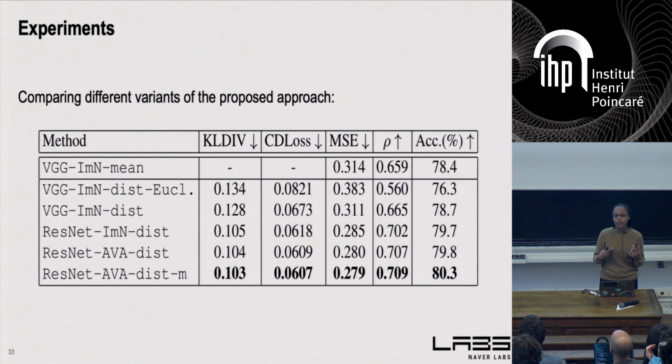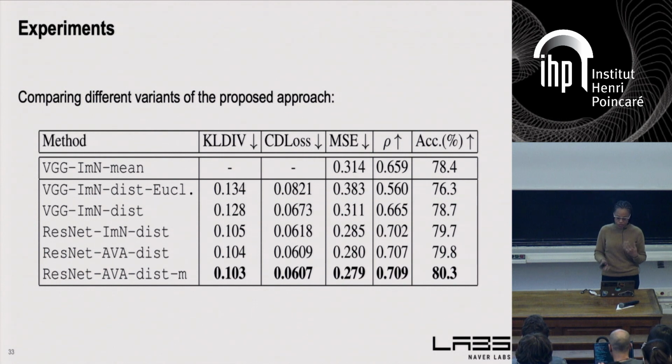So this is measuring how well you're doing at regressing to the mean score. The lower the better here. And then for the correlation coefficient, this is measuring how correlated your predicted scores are with your ground truth scores. So the higher the better. And then lastly, the accuracy is really your classification accuracy.